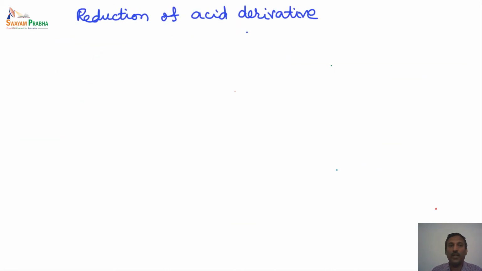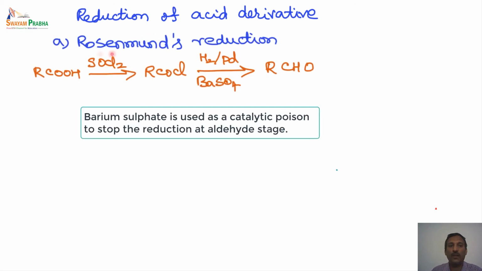So the next one is reduction of acid derivatives. In the reduction of acid derivatives, we have Rosenmund reduction. In this particular case, the carboxylic acid is converted to the acid chloride by treatment with thionyl chloride, and this acid chloride is reduced with palladized barium sulfate. Barium sulfate is a negative catalyst used in this particular reaction. The palladium's activity is reduced by the addition of barium sulfate. So in this particular reduction, the acid chloride is converted into the corresponding aldehyde.